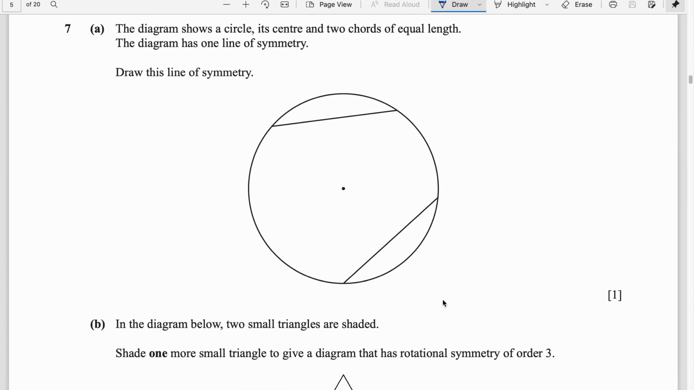Question number 7. The diagram shows a circle, its center and two chords of equal length. The diagram has one line of symmetry. Draw the line of symmetry. So this would look like this.